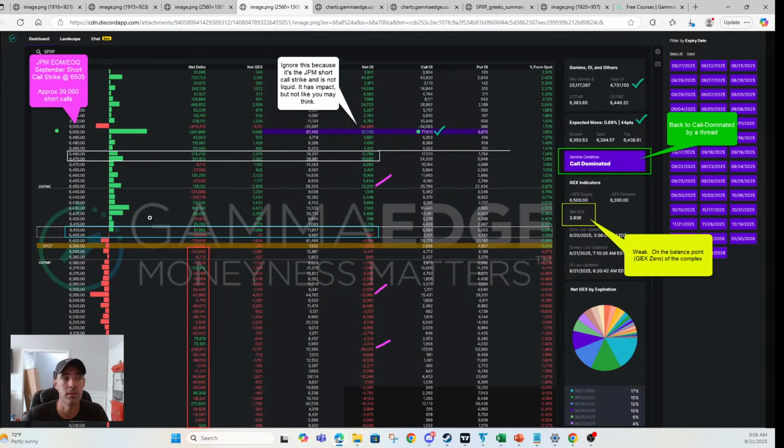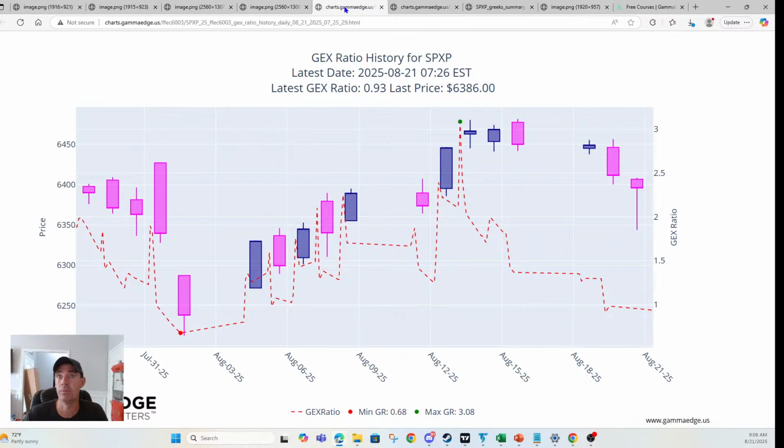You see COTMC there at 64.50. So we are call dominated, but there is an erosion of this overall structure. We'll need to see this repaired if we want to have a significant move to the upside.